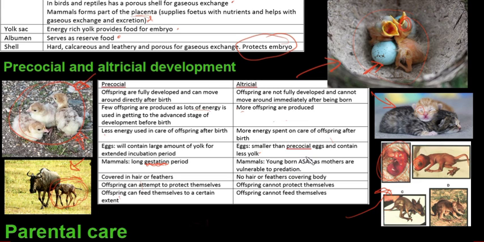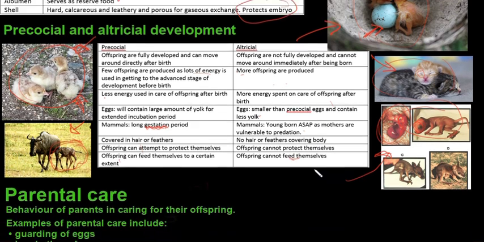Mammals, the young are born as soon as possible, as mothers are vulnerable to predation, so that the little ones can be hidden away. In most cases, they won't have any hair or feathers. In kittens, you'll see that, but in the case of the kangaroos, there's no hair. The offspring can definitely not protect themselves in the state that they are, and the offspring can also not feed themselves, so they are reliant on the mothers in this case.